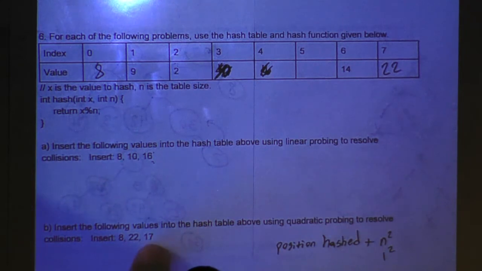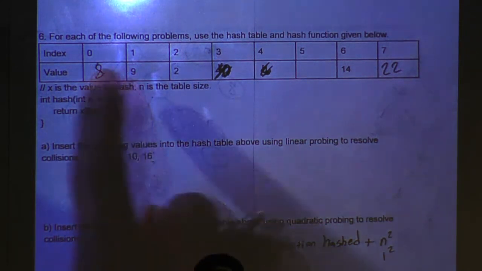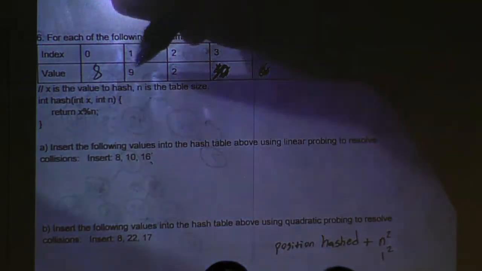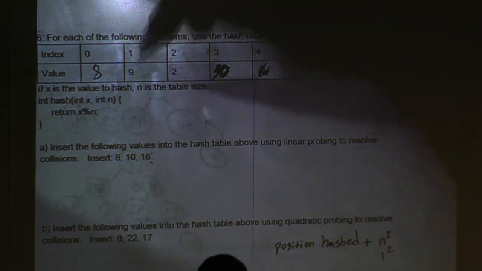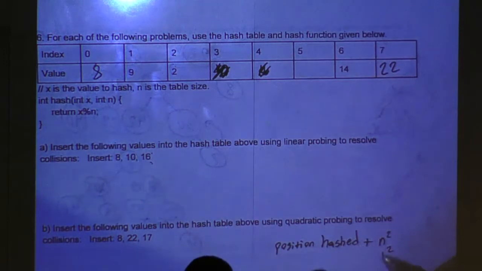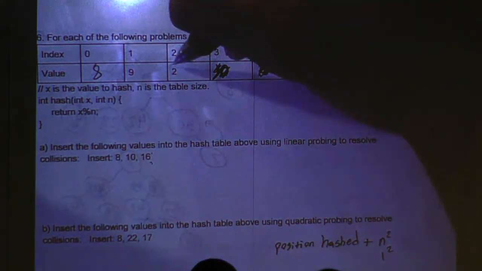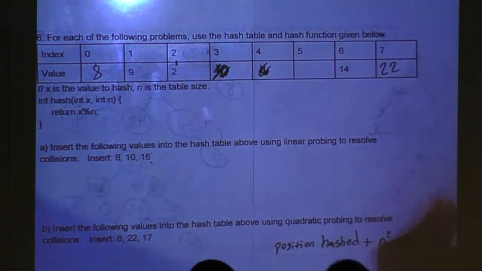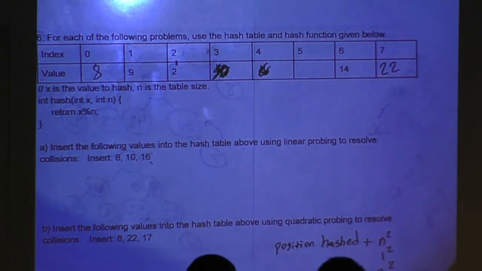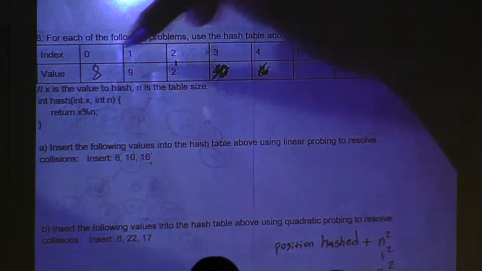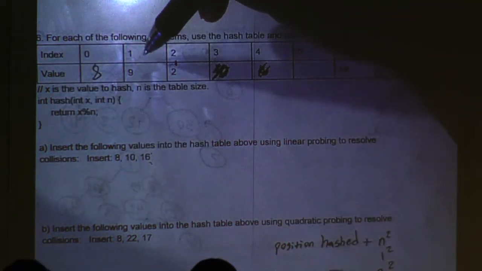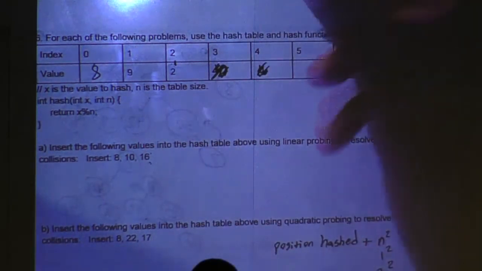And then you would try to put 17 into the 1 position here, but that would not work because there's something here. So you'd go to the position hash plus 1 squared, which is 1. So you try to put it here, but this is also taken. So then you'd go to the position hash plus 2 squared. So you'd go to position hash, which was 1, and then you'd add 4. So 1, 2, 3, 4. So then go here.